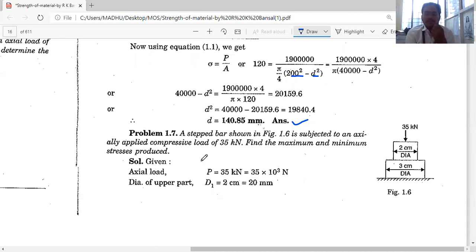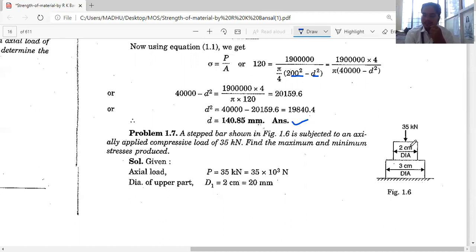Given, so this is the figure. We are having a stepped bar. A stepped bar means it can be made up of a single material or different materials. Here, a single bar with different cross-sectional areas. Till certain length, it has got some cross-sectional area, and till some other length, it has got a different cross-sectional area.